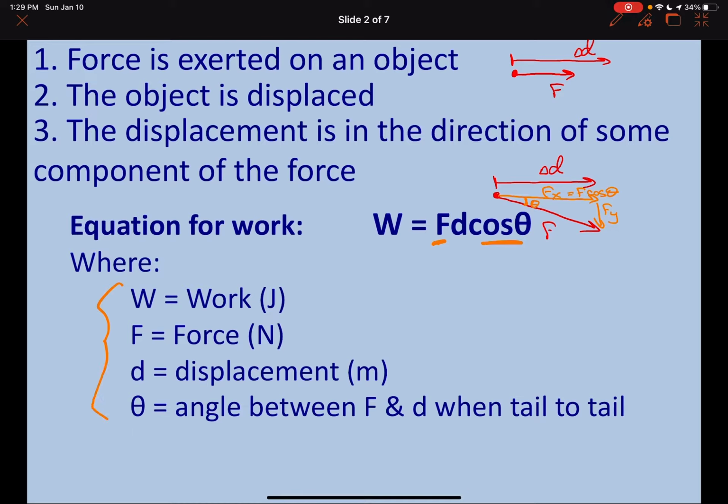Other than that, here's the equation. Work equals Fd cos theta. W is work, measured in joules. F is force, measured in newtons. D is displacement, measured in meters. And theta is the angle between vector force and vector displacement when they're tail to tail. In this little diagram, if I was to draw them as if it was a free body diagram, the displacement there and the force right here, this angle right in there is theta. So the angle is the angle between force and displacement when they're tail to tail.